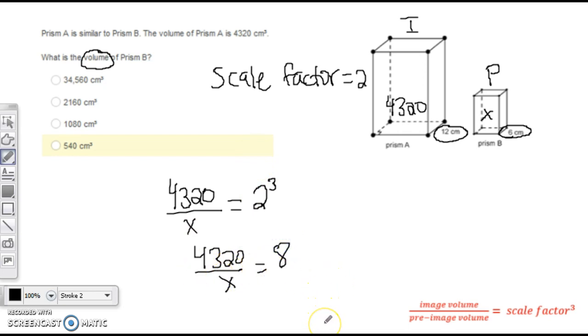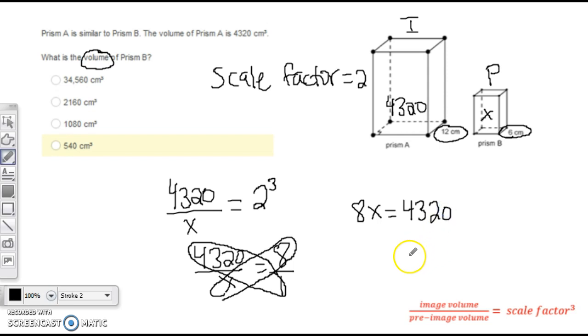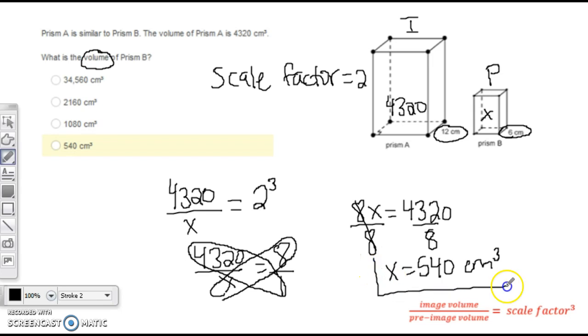Now we can solve it like we did all of the rest of the triangle unit. We can set it up as a proportion and cross multiply. All I did was put a 1 underneath my 8 to make it a fraction, and now I'm going to cross multiply. So 8 times x is 8x. 4,320 times 1 is just 4,320. Divide each side by 8. And x equals 540. And remember, we're dealing with volume, so that's centimeters cubed.